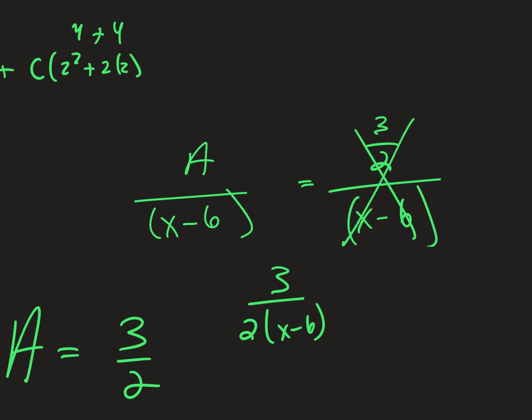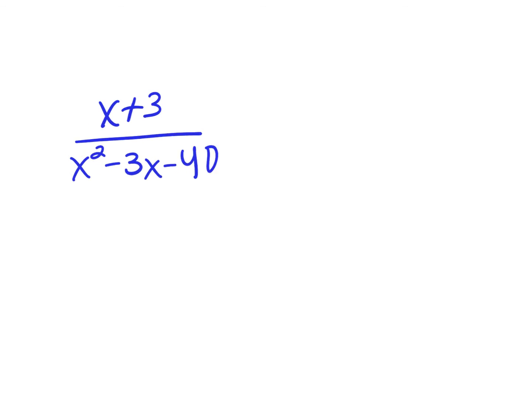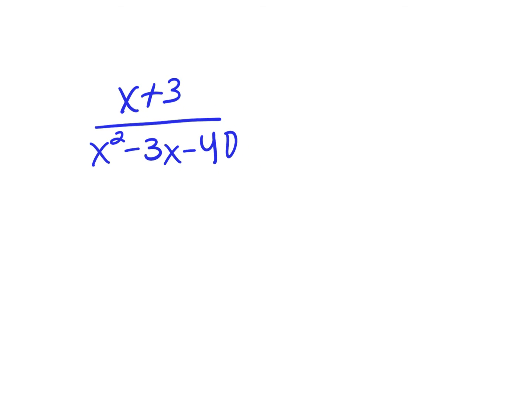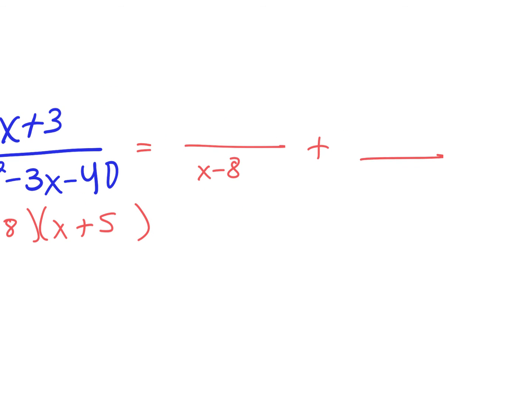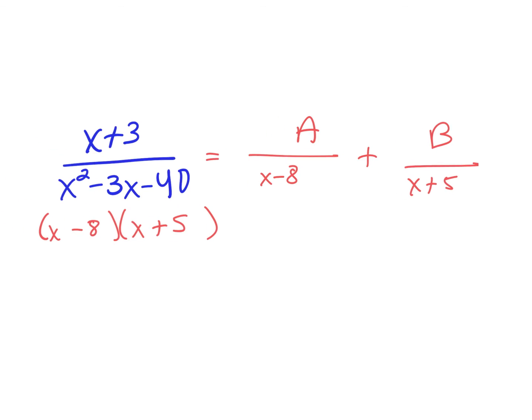Okay, that's it. Okay, guys, in this last problem, let's work out our partial fraction decomposition. So the first thing I'm going to do is factor the bottom. What times what gives me a negative 40 when I multiply, and a negative 3 when I add? It's going to be negative 8 and positive 5. So we set our two fractions up. We have x minus 8, and we have x plus 5. Here's my a, here's my b.